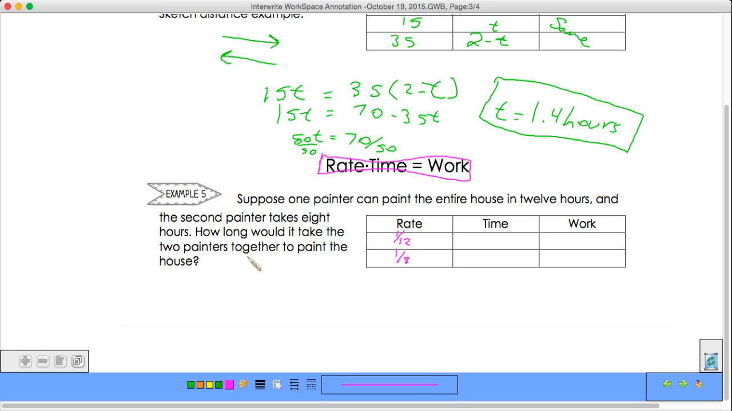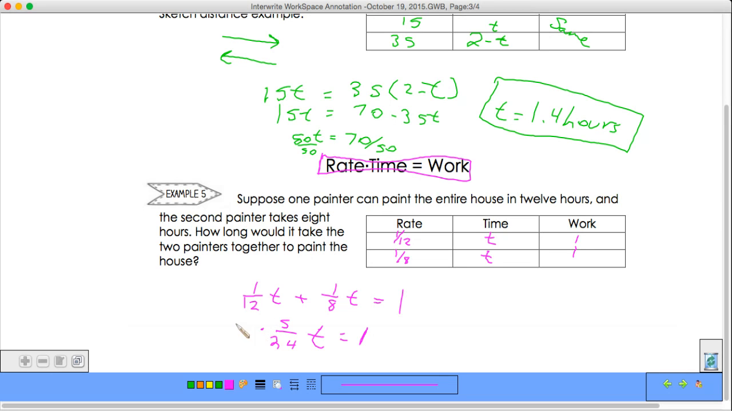How long will it take the two painters to paint the house together? Okay, their time's going to be the same. It's because they're going to finish at the same time. And they're both working to paint one house. So I have 1/12 t plus 1/8 t equals one whole house. Combining like terms here, I'm going to have 5/24 t. You can just type these fractions into your calculator. Equals 1.